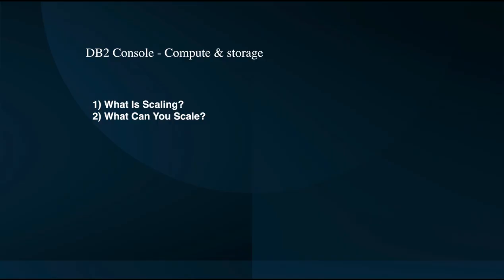What you can scale. You can independently scale three resources: storage, disk space for data and logs; RAM, memory for query processing; and CPU, virtual cores for parallel execution. Each can be adjusted separately based on where the bottleneck actually is.